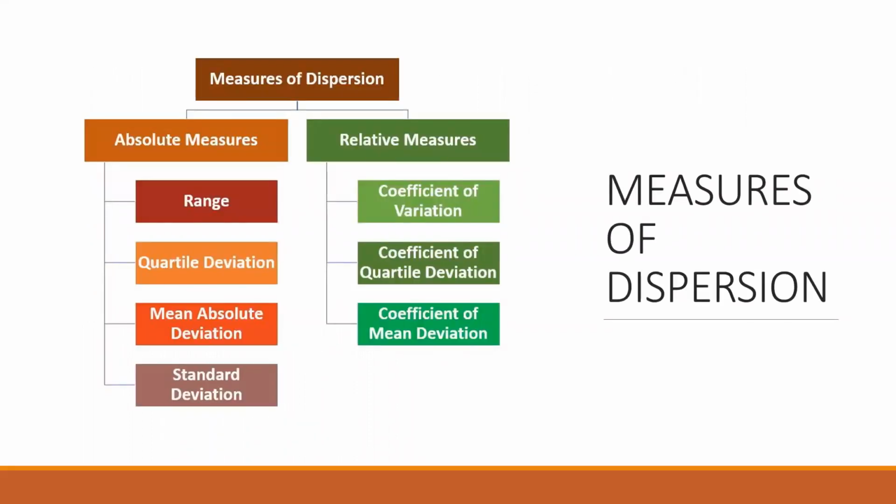So here is a classification for the measures of dispersion. It is mainly classified into two categories: absolute measures and relative measures. Absolute measures consist of range, quartile deviation, mean absolute deviation, and standard deviation, while the relative measures are coefficient of variation, coefficient of quartile deviation, and coefficient of mean deviation. I would like to explain each and every one in detail in my coming slides.